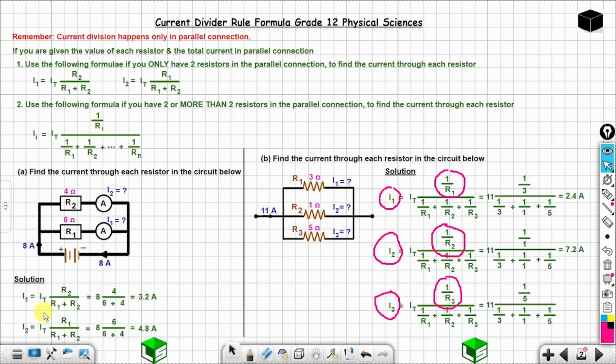This is different from this. So this formula can be used in all situations. You can use this formula in all situations. So when you plug this in your calculator, you are going to have 1.4 amperes.